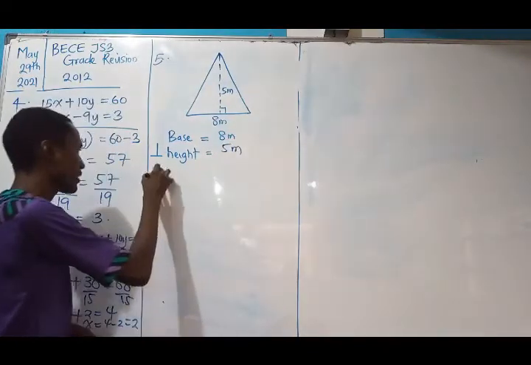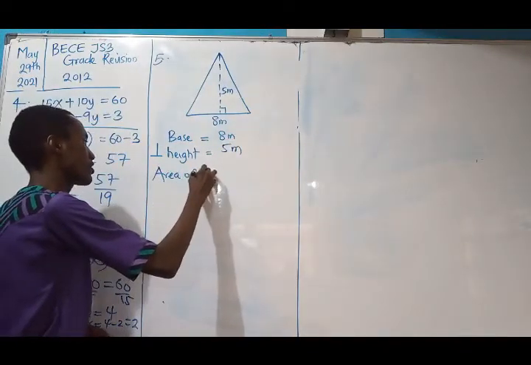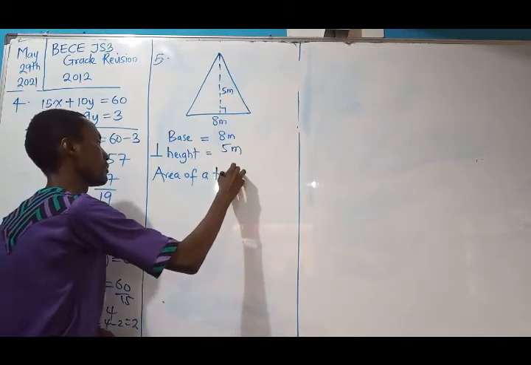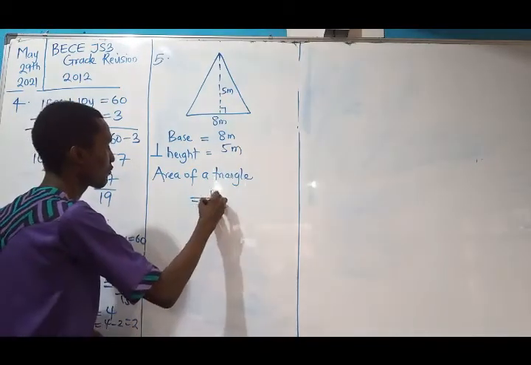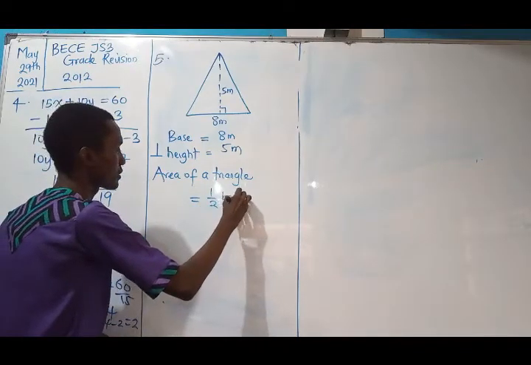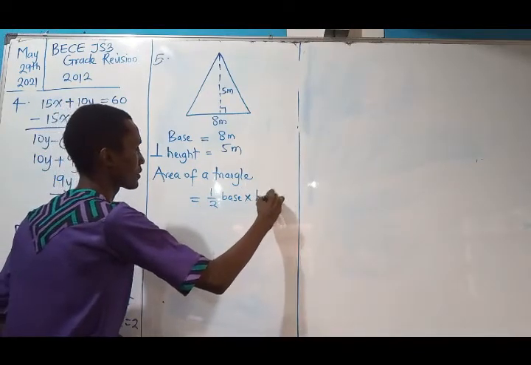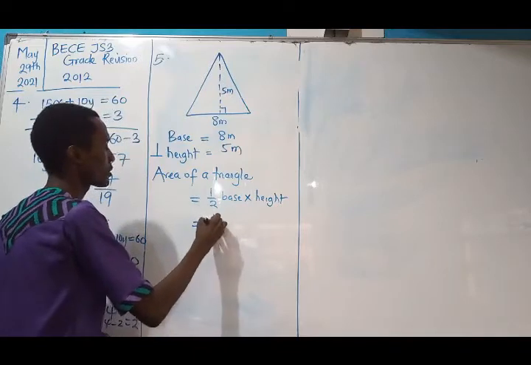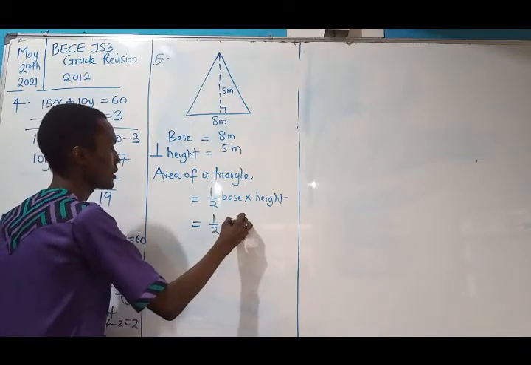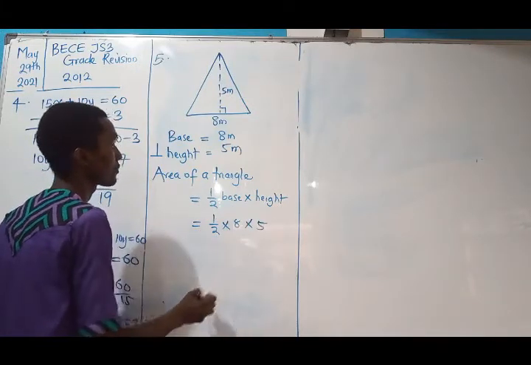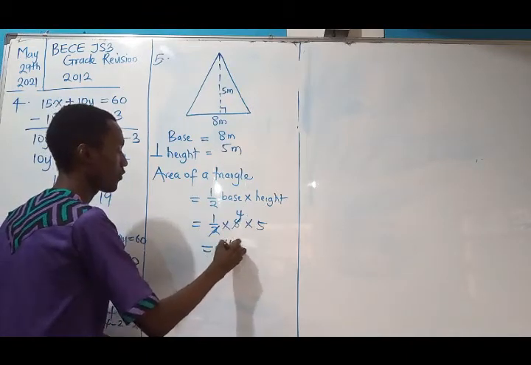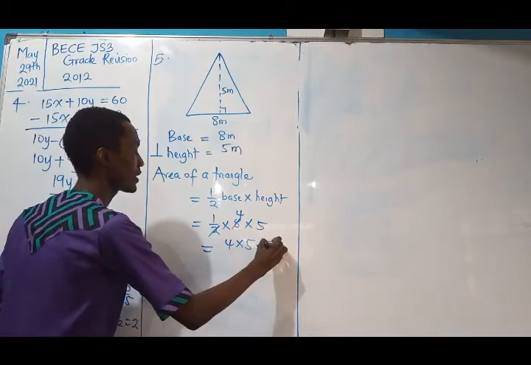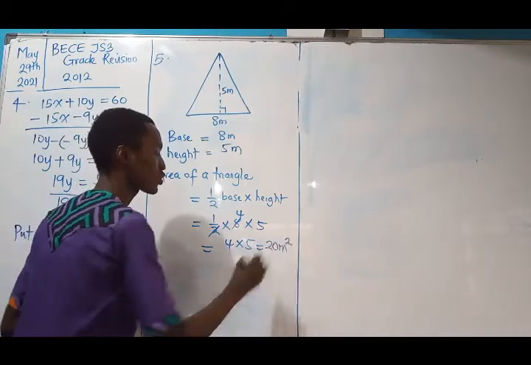The area of a triangle will be equal to half base times height. And that will be what? Half times 8 times 5. I cancel this, I cancel that before. 4 times 5, and that is 20 meters squared.